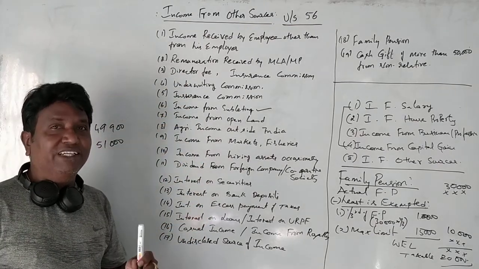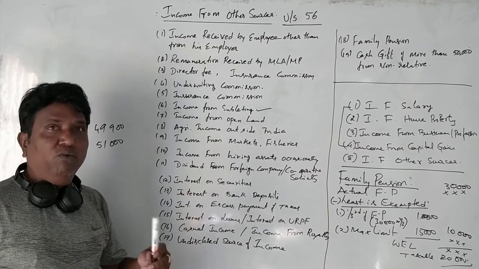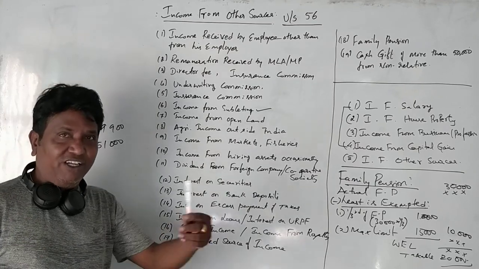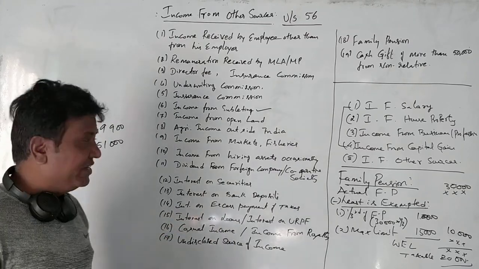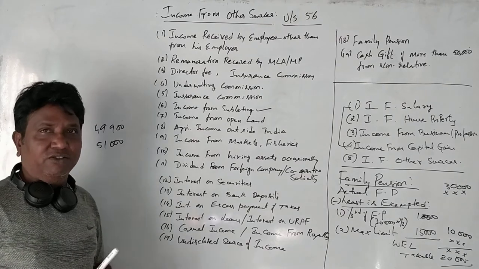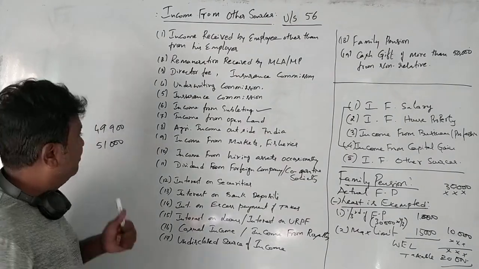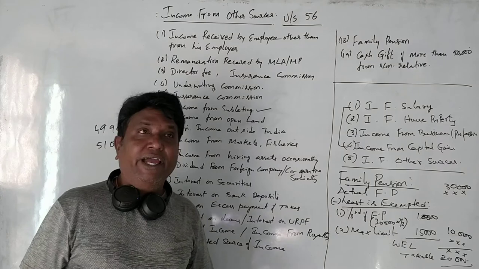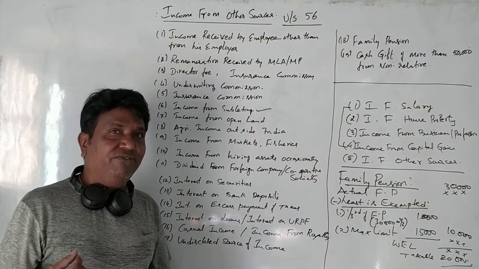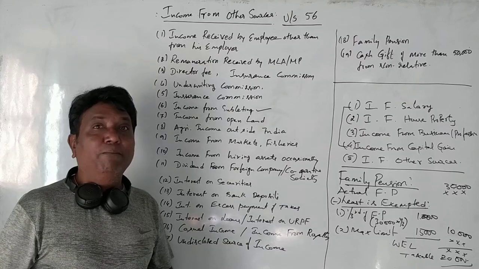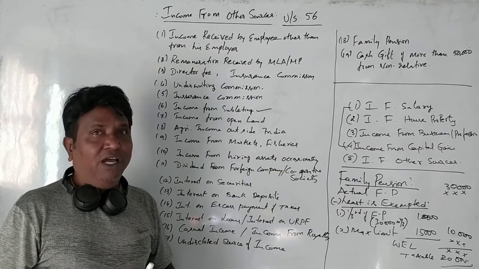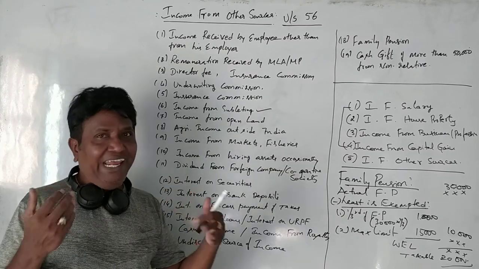Who will have to pay the taxes? The person who receives the gift has to pay taxes. Not the giver of the gift, only the receiver of the gift has to pay the taxes. My friend has to pay tax on this 51,000 rupees. Got it? Okay, fine. Now, what happens if a gift is received from a relative? Any gift received from a relative is completely exempted from taxes, whatever the cash gift amount is, which is fully exempted.